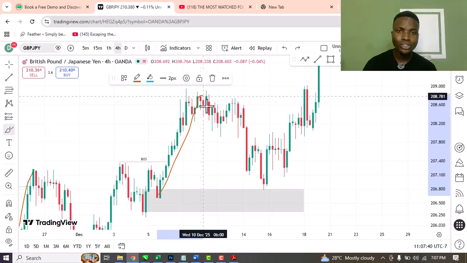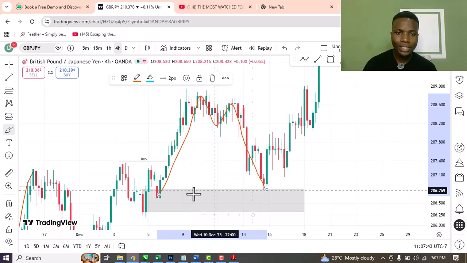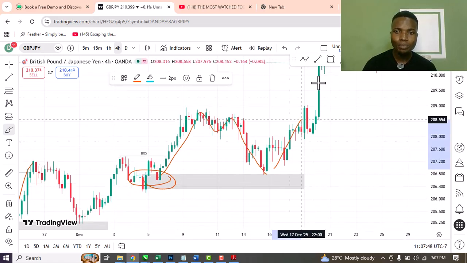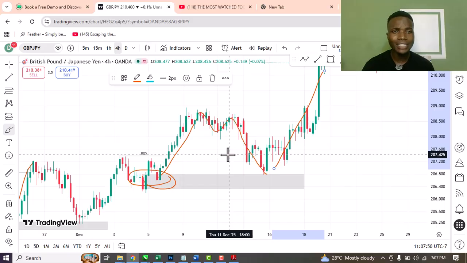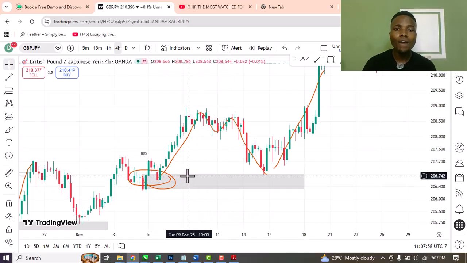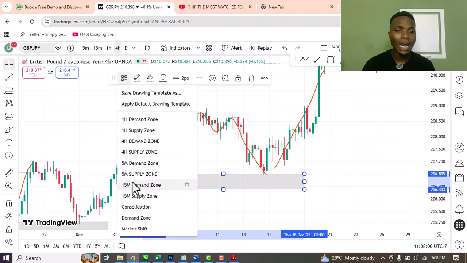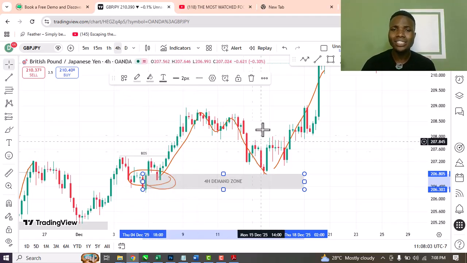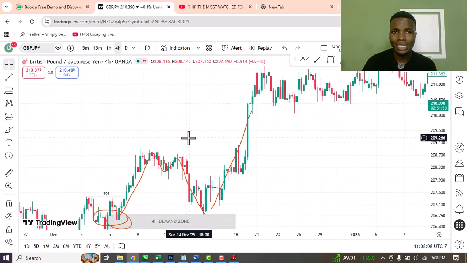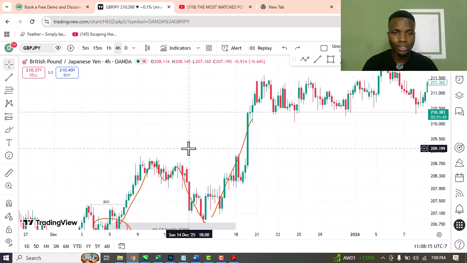Price pushed to the upside, then came all the way down, respecting this zone again. Then price pushed to the upside again. You can see that this is very simple. Market structure is very simple if you understand how price moves. I believe this is the fundamental thing you need to understand, because if you don't, you cannot take a trade and be profitable. So now let us continue with our lessons.